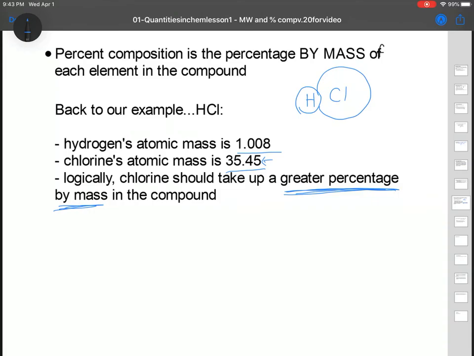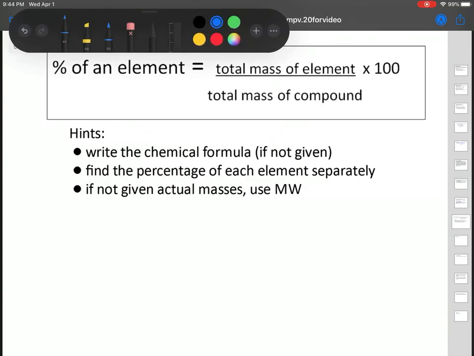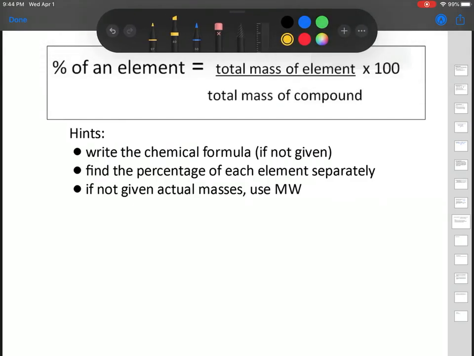So one hydrogen atom out of two total atoms is 50%. It is very clear that it does not make up 50% of the molecule in any sort of real sense. Okay, so this here is the formula to calculate percent composition.